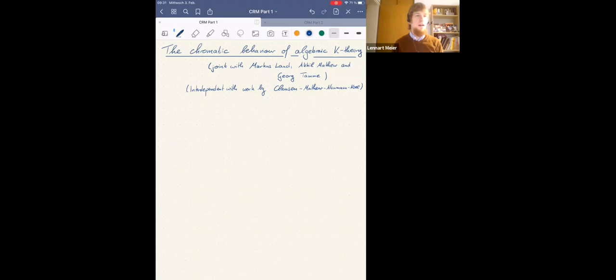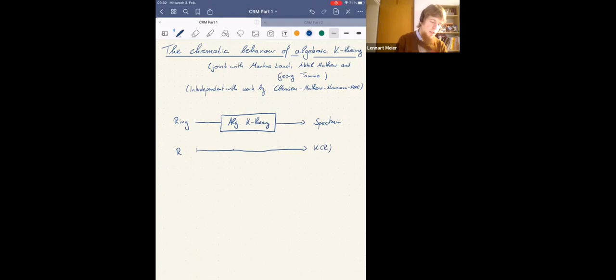Let me say something about algebraic K-theory. In this first part, I will use algebraic K-theory, so to speak, as a black box. We might start with a ring, and then what does algebraic K-theory do? It is some machinery which spits out a spectrum. So I start with some R, and I will get at the end some spectrum K of R.